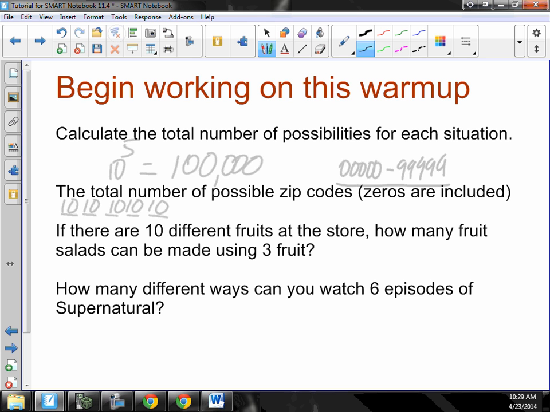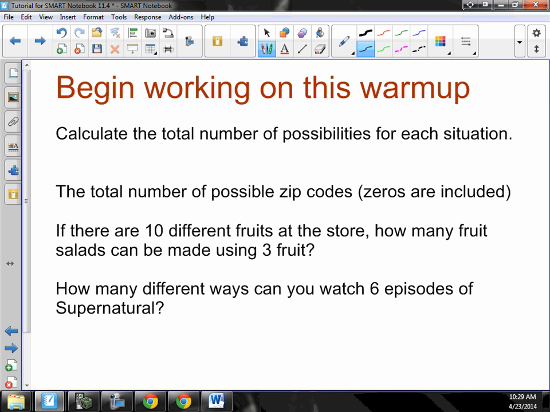Okay, second one. If there are 10 different fruits at the store, how many fruit salads can be made using 3 fruit? And we're assuming you use them in equal quantities and you can't do 2 parts of one and 1 part of another. Is this a combination or a permutation? Does order matter? Is an apple, banana, cherry salad different than a cherry, apple, banana salad? No, they're the same, which means it's a combination.